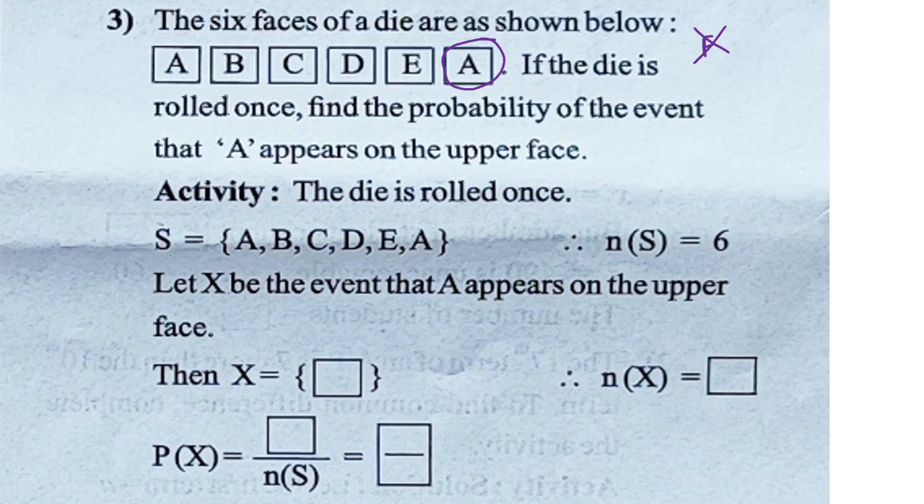The die is rolled. Sample space is written correctly. Number of sample points are 6. Let X be the event. Name of the event is written here. Then n of X is equal to 2, because in the sample space A is occurring 2 times. Therefore, you can write A, comma A. Number of points in event X is 2.